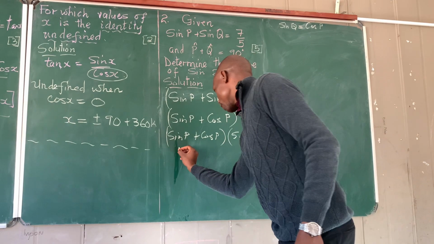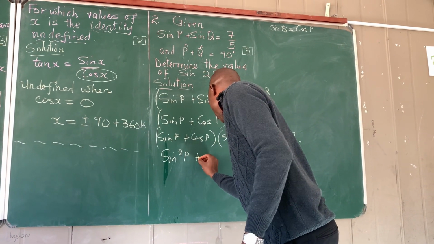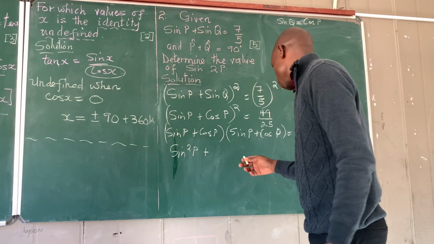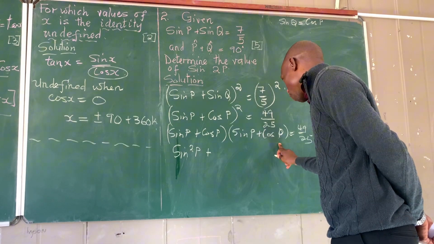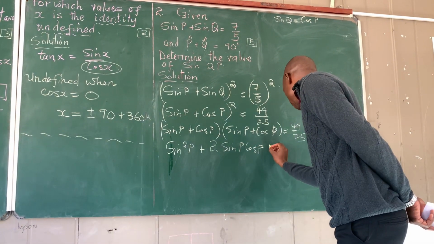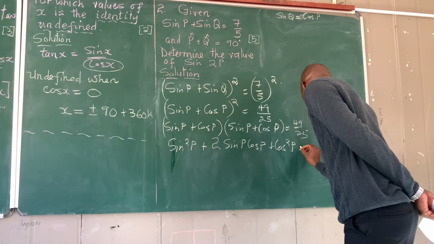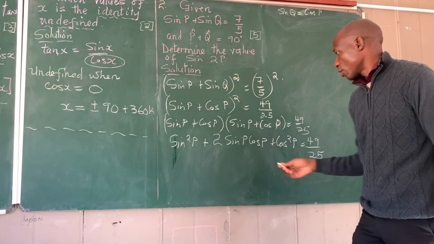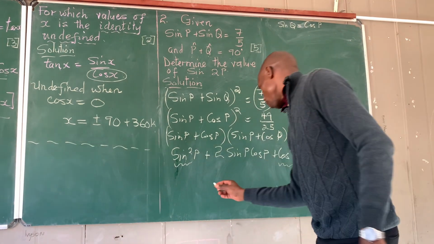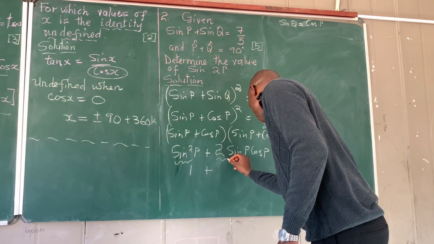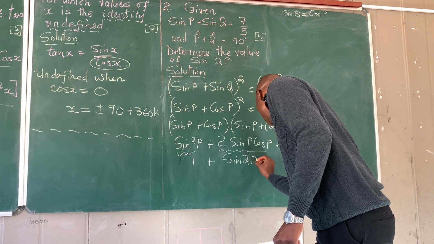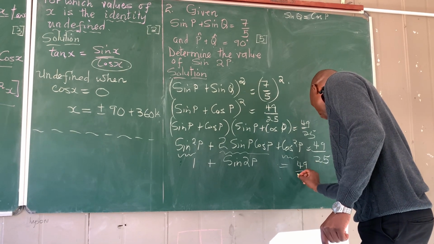Now, if we simplify, we will have sine squared p plus, we have here sine p and then cos p. So we will have two things here. Sine p multiplied by cos p. This is sine p cos p. So we will have 2 multiplied by sine p cos p and then plus the cos squared of p. This is equal to 49 over 25. Now, sine squared p plus the cosine squared of p is equal to 1. Therefore, we will have 1 plus, now if you look at this expression here, 2 sine p cos p, this is the identity for sine 2p, which will be equal to 49 over 25.